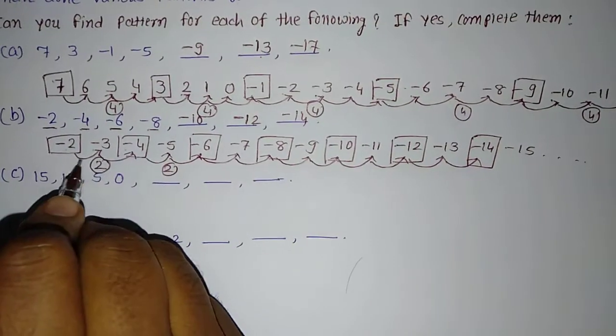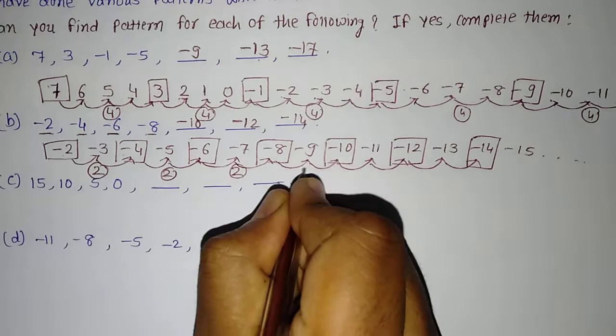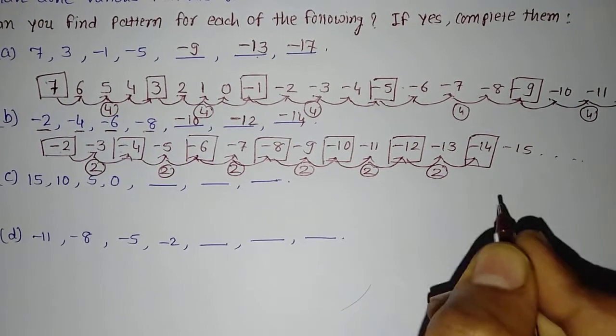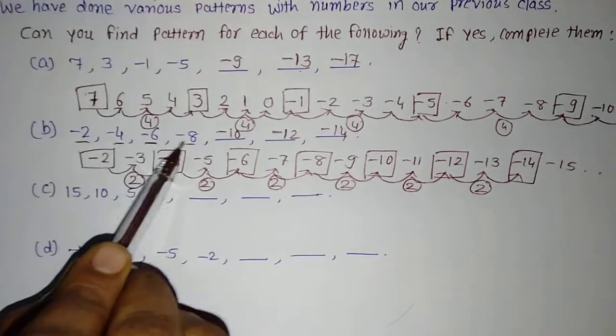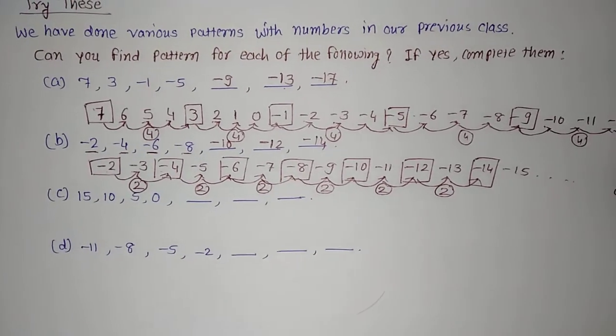So you can see here it is a gap of 2, here it is a gap of 2, again gap of 2 and again gap of 2. So this is a pattern: minus 2, minus 4, minus 6, minus 8, minus 10, minus 12 and minus 14. So this is question B.